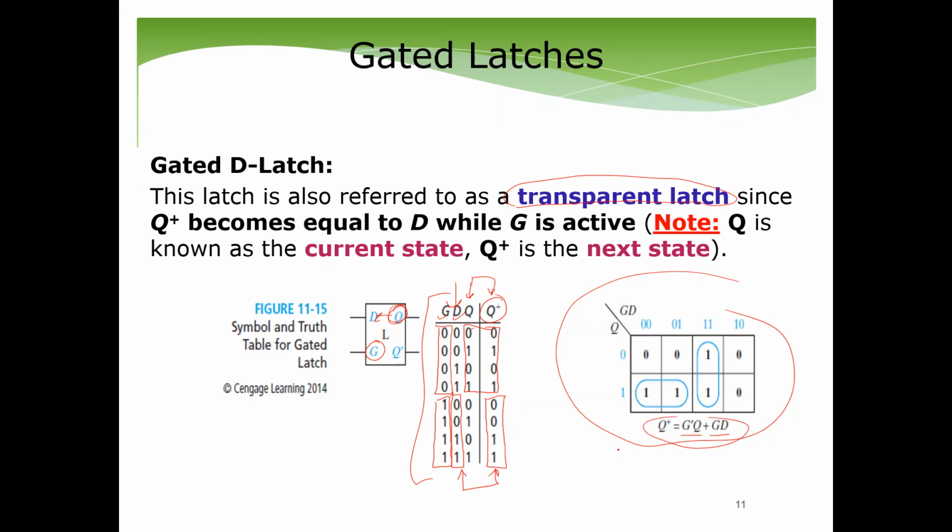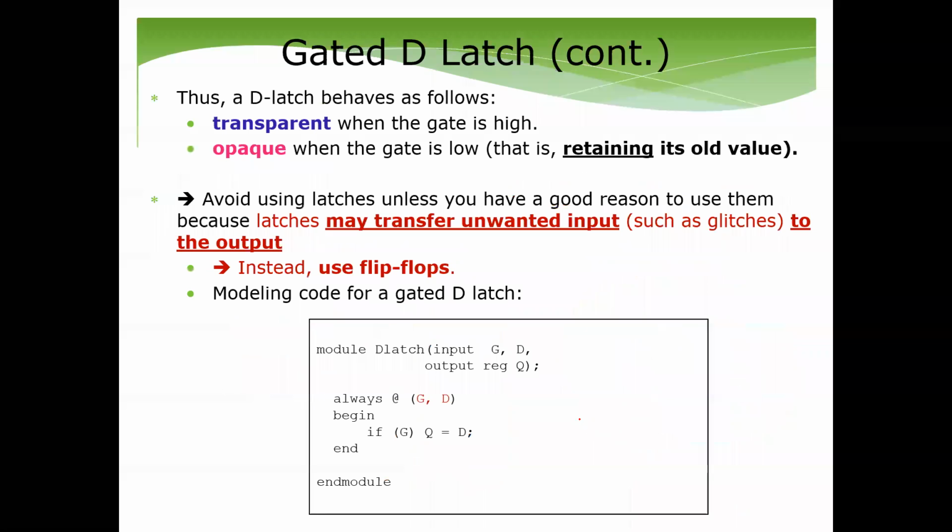Now we can easily model that using an always block as follows. Module D latch, we have two inputs, G and D, and one output reg, which is Q. Of course, output reg Q can be used in this case. We'll just model it in a simple procedural statement.